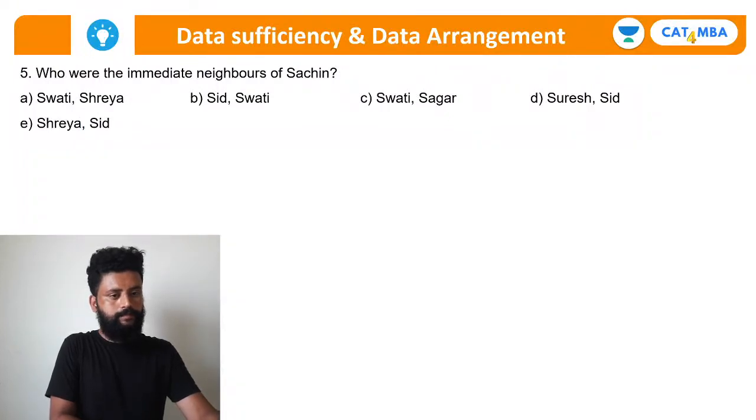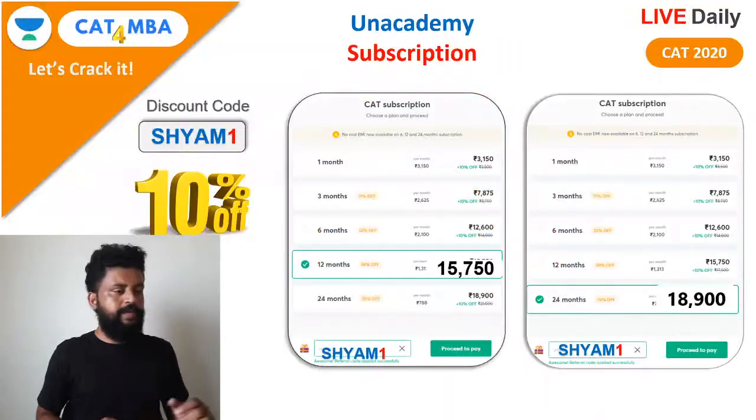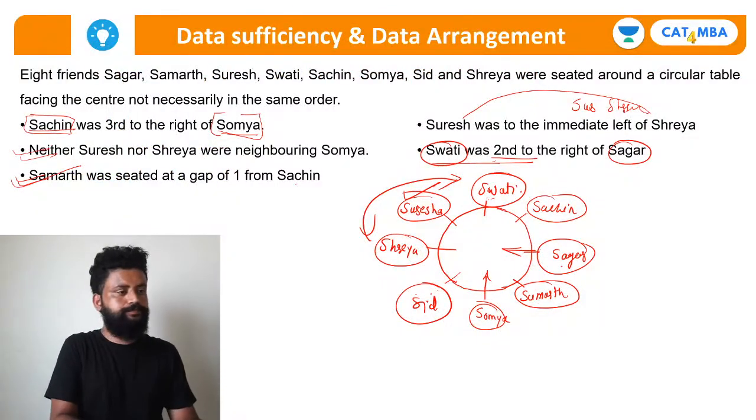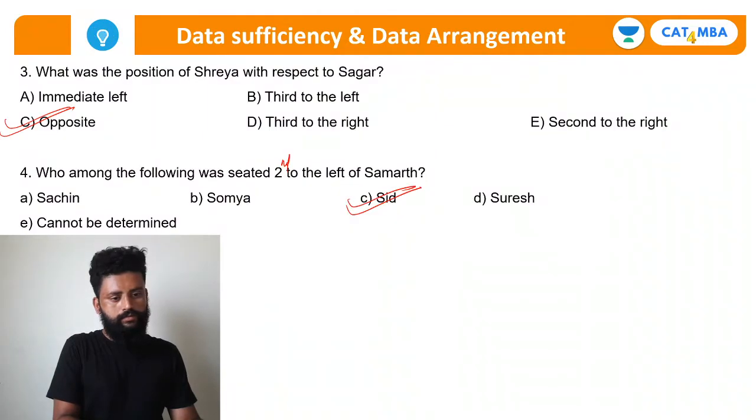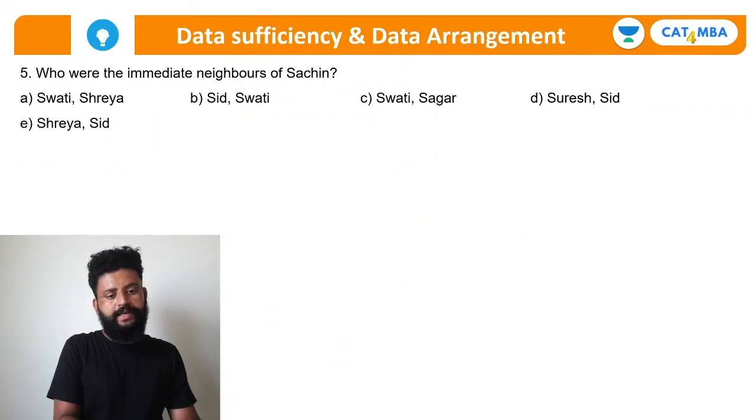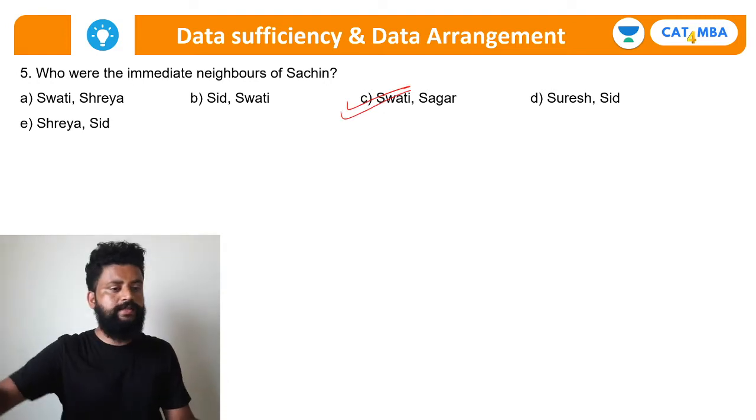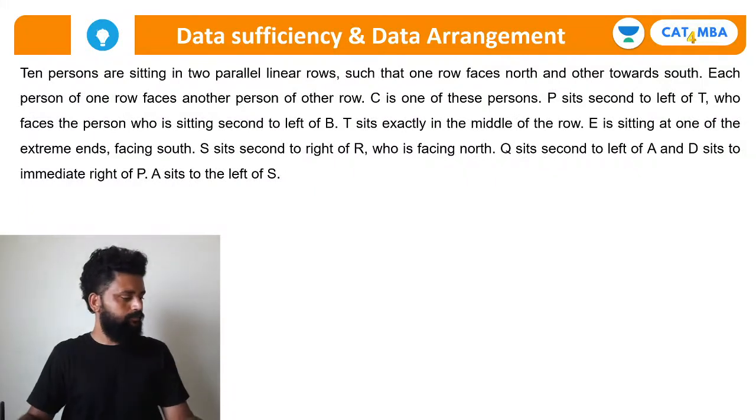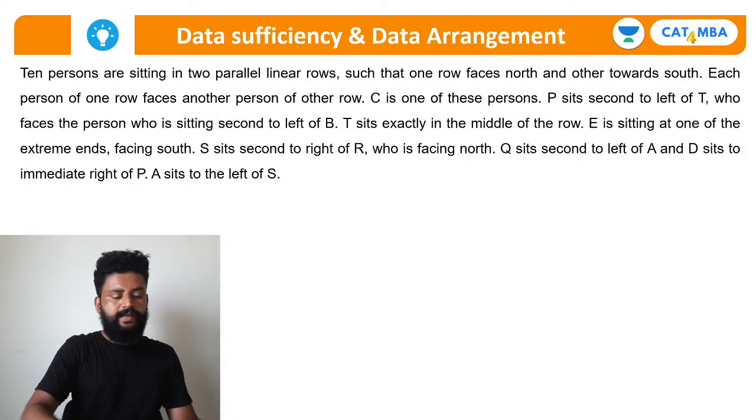Who is the immediate neighbor of Sachin? Swati and Sagar. So the answer for the last question is Swati and Sagar. Okay, let's quickly move to the next question. Now this is again also an important set.